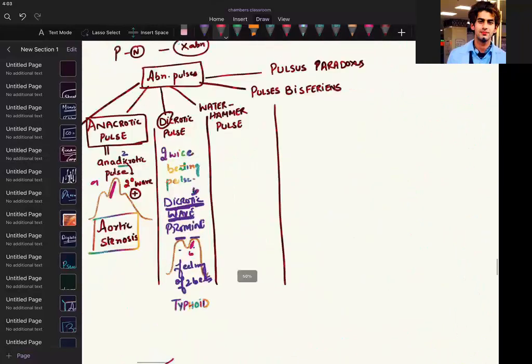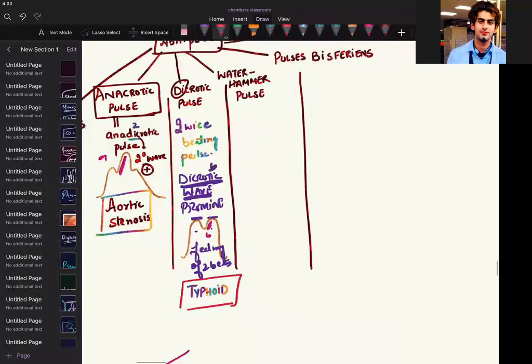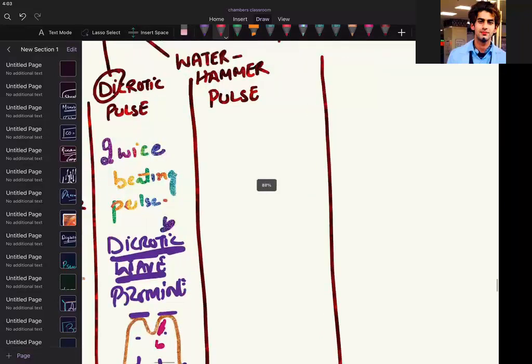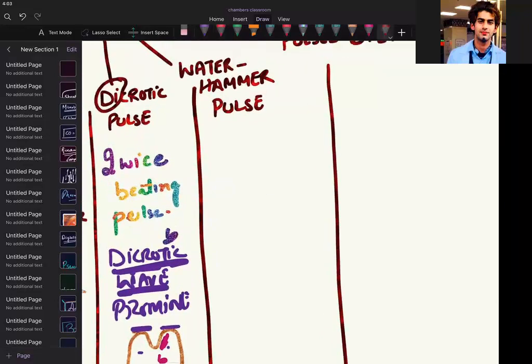Yeah, so this is seen in typhoid fever. Typhoid fever. Let me tell you about Waterhammer pulse. Waterhammer pulse is also called collapsing pulse, or it is also called Corrigan pulse.